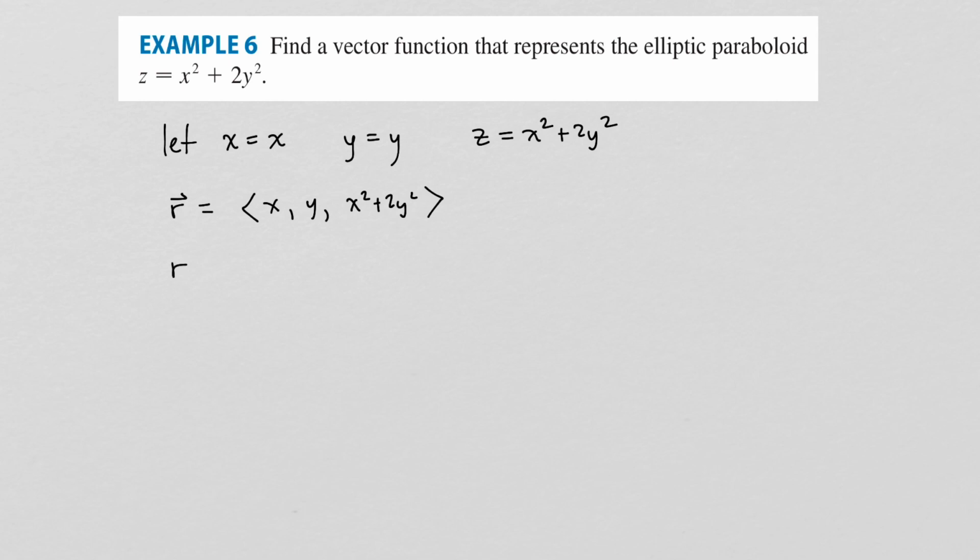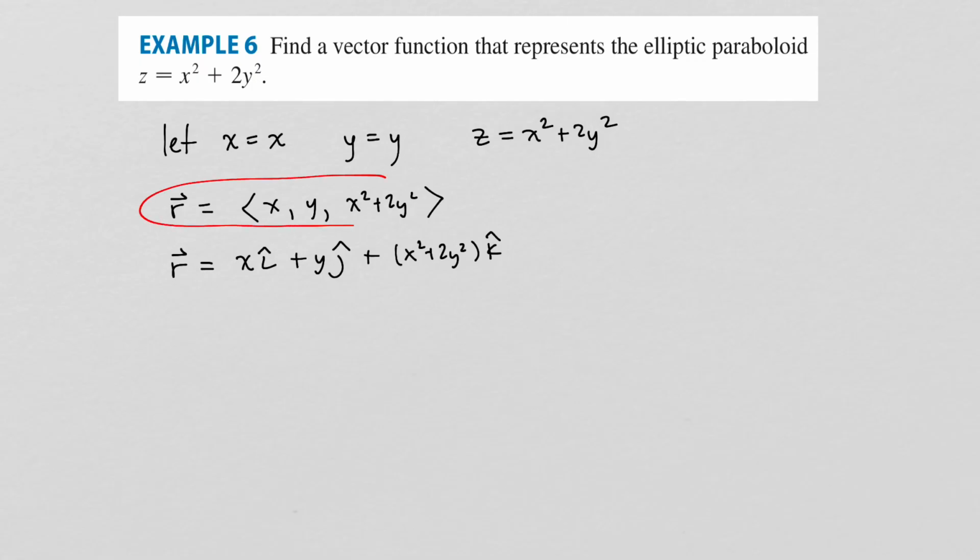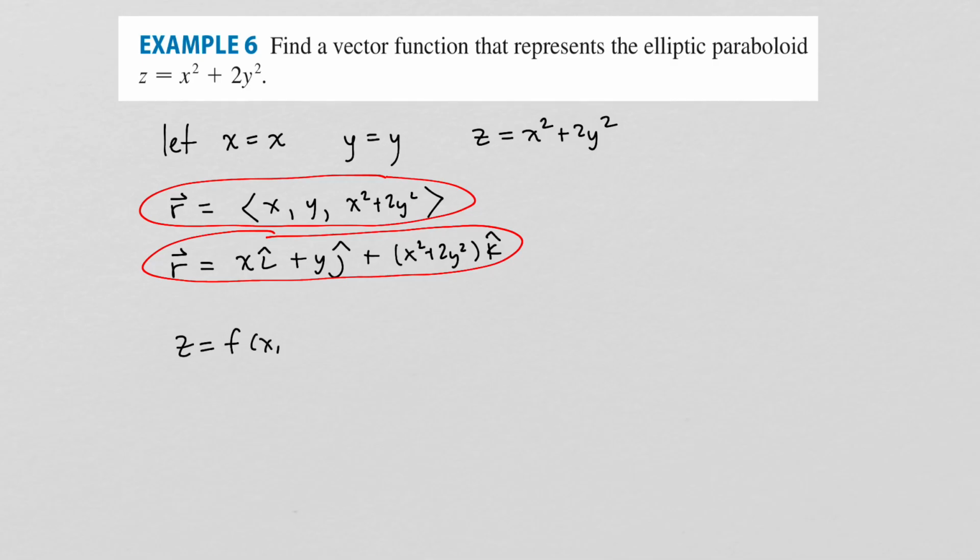And of course, just to bring it up, we also could use the component notation. As you know, I prefer this notation, but both of these are valid. And also, it's worth noting that anytime z is a function of x and y, we can use this parameterization. So we can let x be x, y be y, and then z will simply be f of x, y.